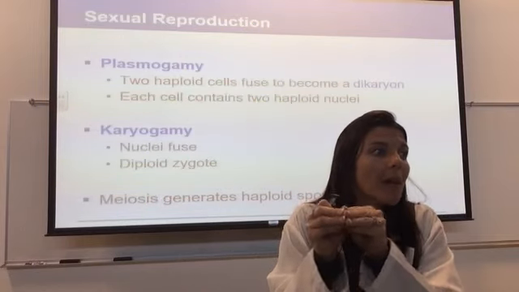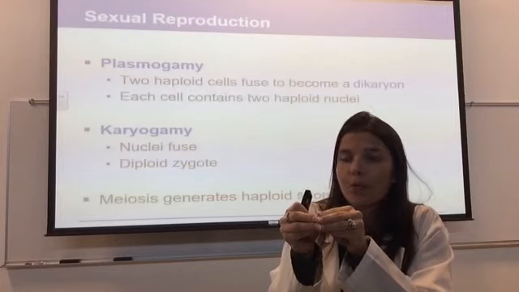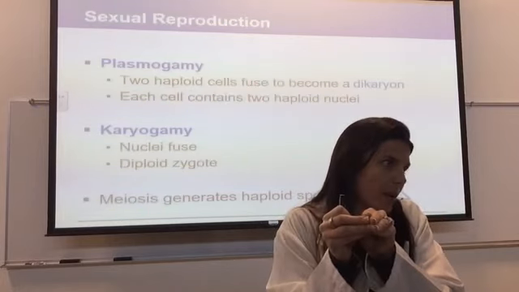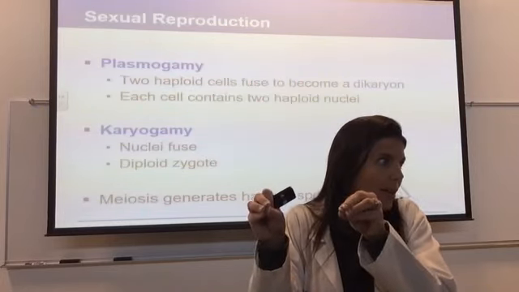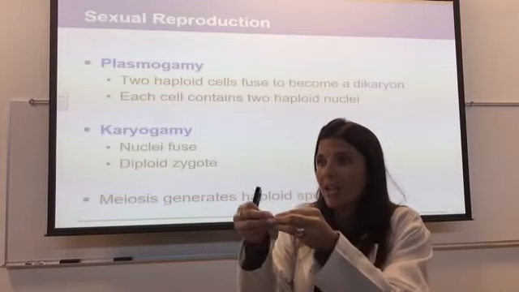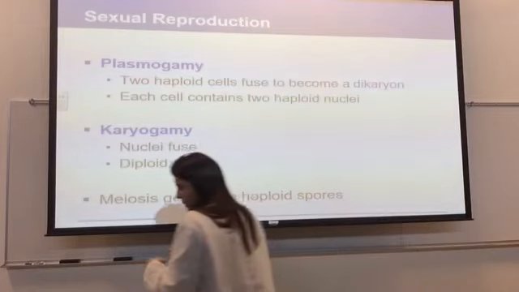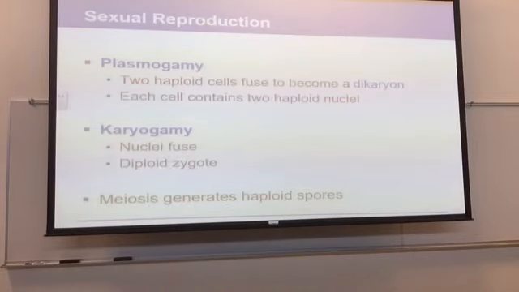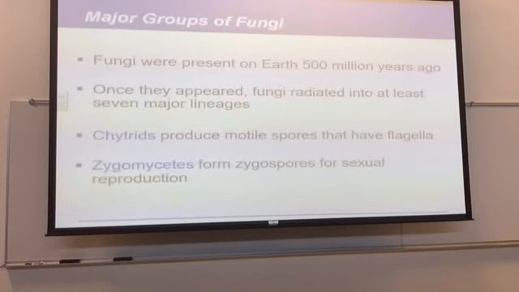In plasmogamy, because the nuclei don't fuse, it never becomes a diploid. You just have two haploid nuclei because they didn't fuse. But in karyogamy, where they come together and fuse, then it becomes diploid. Okay? Either way, when either one goes to reproduce, they form haploid spores.